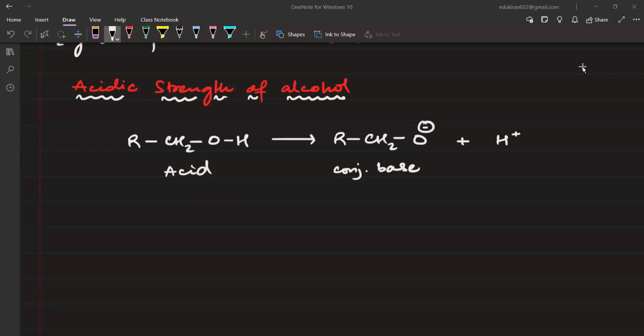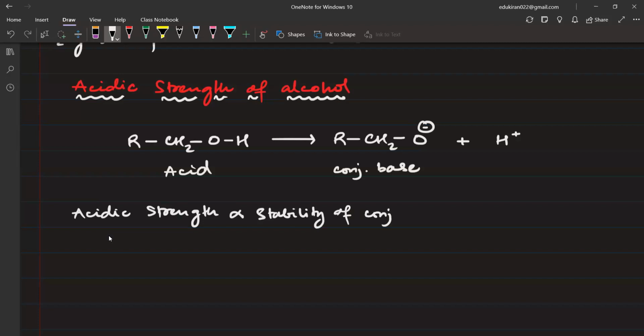Because it has a charge. Now we have a negative charge, and whenever there is a charge, there is instability. That means the conjugate base has to somehow stabilize that negative charge. Correct, guys? Yes, sir. So I can say acidic strength is directly proportional to the stability of the conjugate base. If the conjugate base is stable, it will form very easily, so H plus will be liberated very easily. Got this, guys? Yes, sir.